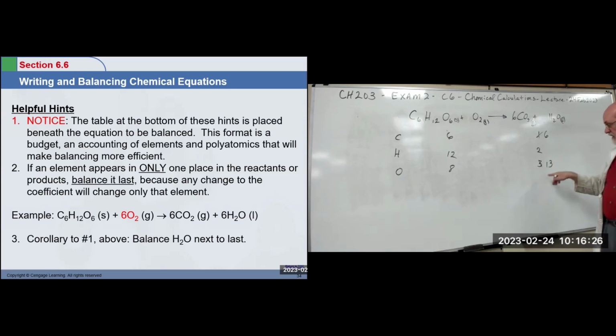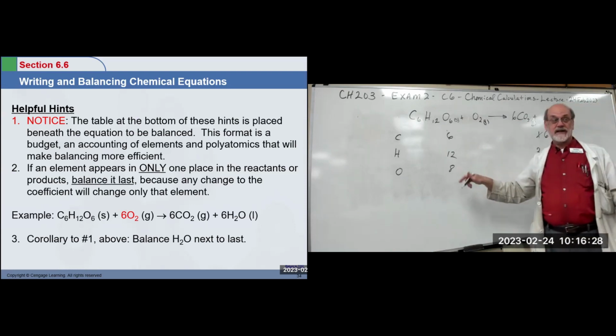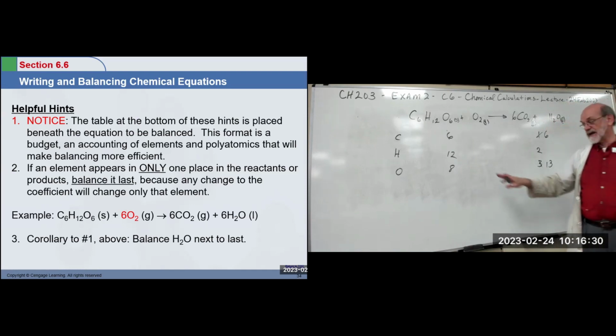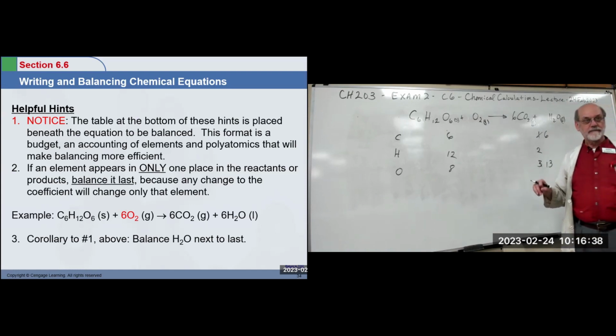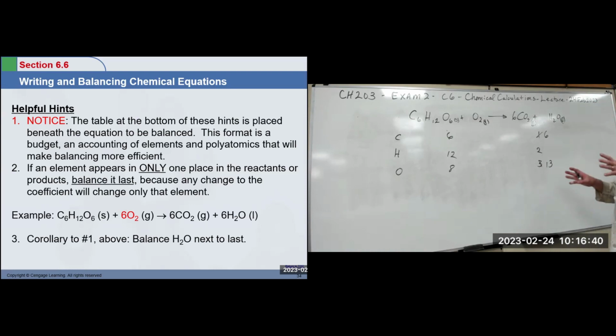You may have noticed 13 and 8, that's kind of an odd, you got even, odd, even number there, odd number here. Sometimes they work out on their own, and you don't have to use any tricks. So we're gonna wait and do the tricks later. Okay, so now we have carbons are good.